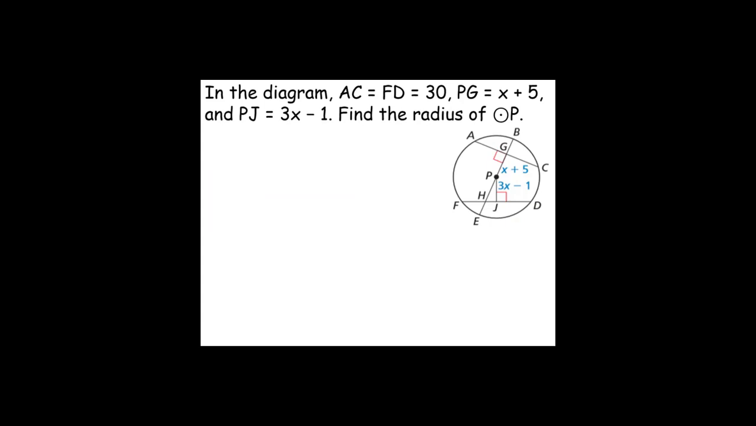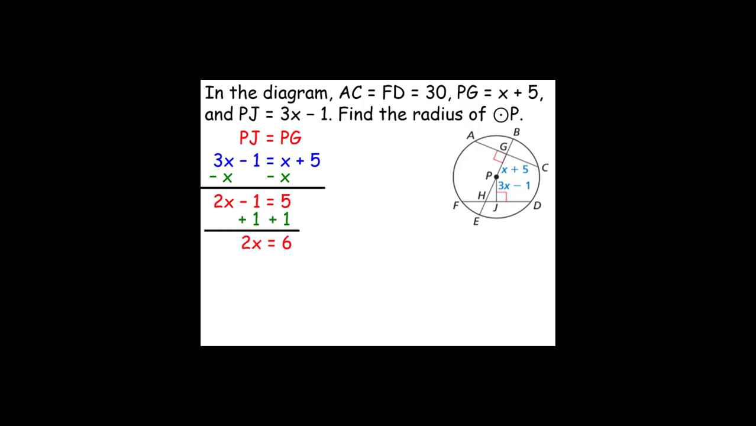Therefore, when we take a look at the problem, we know that the distance from point P to chord FD is PJ, and the distance from point P to chord AC is PG, and that means the lengths have to be equal. We can substitute our values, solve by subtracting x from both sides, then by adding 1 to both sides, dividing both sides by 2, we have x is equal to 3. Now we can use x is equal to 3 to substitute in for the length of PJ. We'll substitute it in for x, multiply, and we have the length of segment PJ is equal to 8.